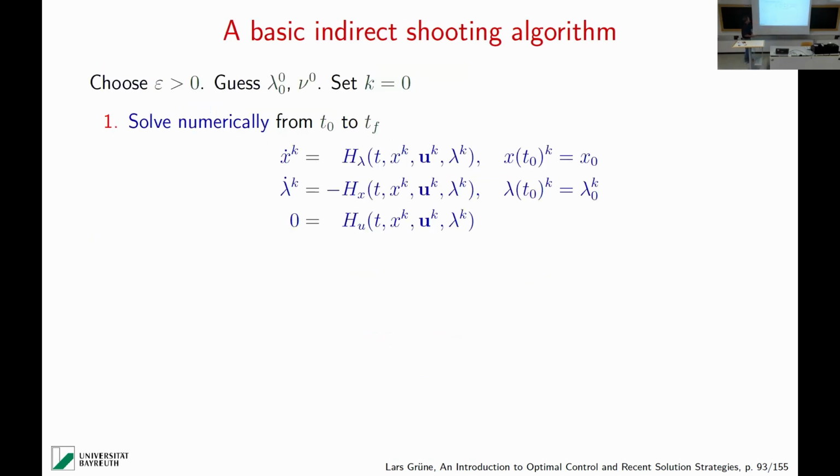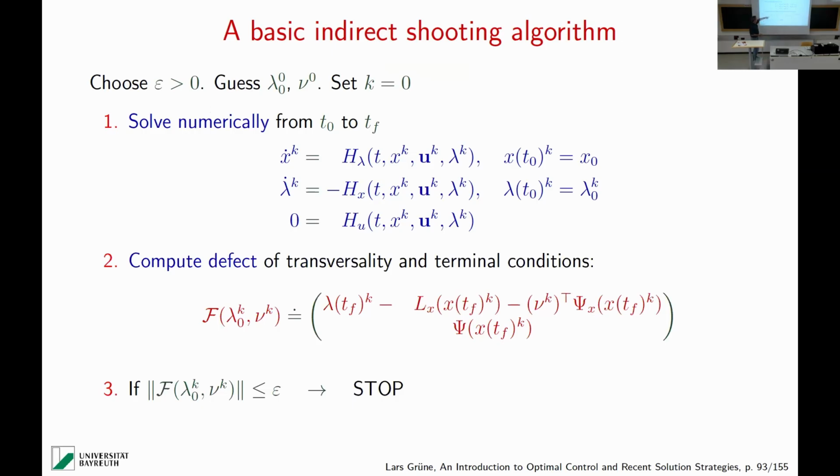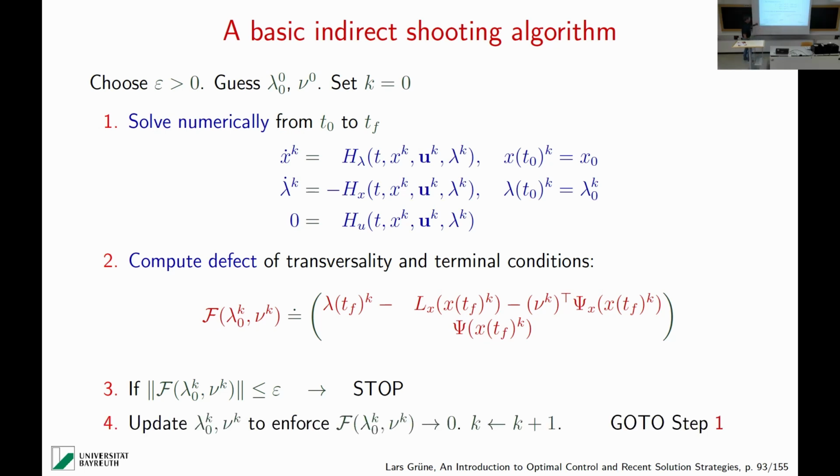So that's the idea, and the idea is very simple. We solve numerically this one with some initial guess, lambda 0k, where k is the iteration counter here. And then we compute the defect here. So all this should be 0, right? If we have converged, we compute the defect, and if this defect is small enough, below a certain accuracy, then we stop the algorithm. If not, then we use some update of lambda 0k and also mu k, which is actually not present here. This is the Lagrange multiplier for the terminal condition here, so it's there to enforce that this goes to 0.